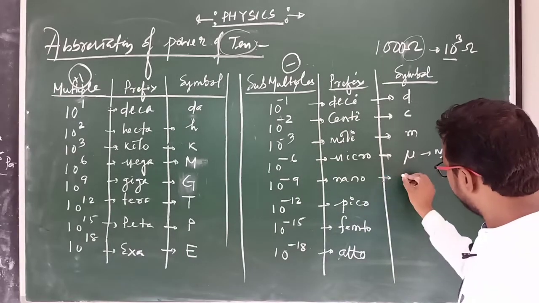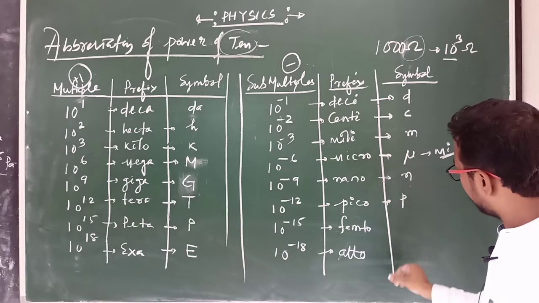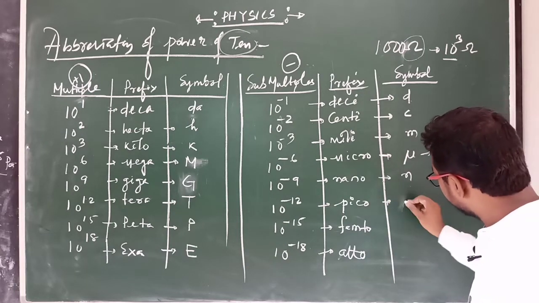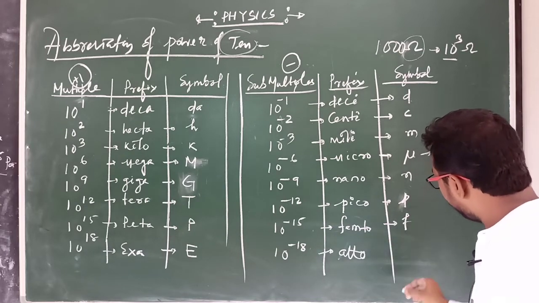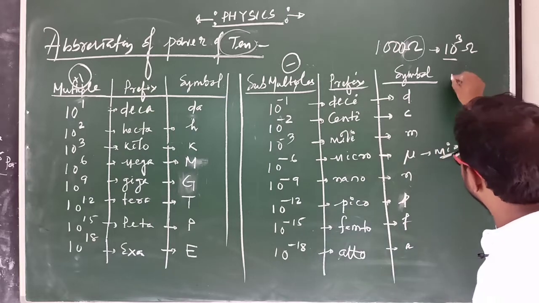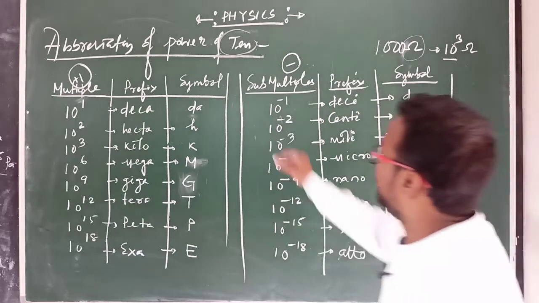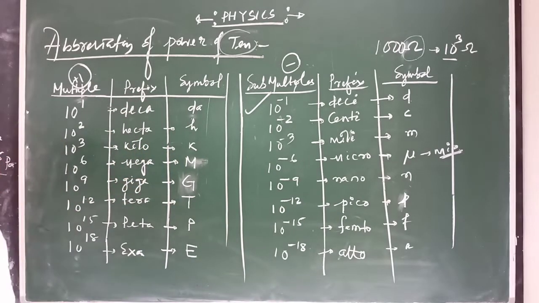Next nano, and we have to use here the symbol small n. Next pico, small p, and that is femto, f, and the last one is atto, a. So these are the symbols of the submultiples, and these are the symbols of the multiples. So you have to remember multiples and submultiples one by one.